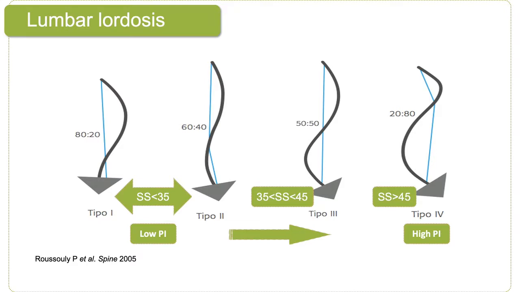Type 3 is a sacral slope between 35 and 45 degrees, and type 4 greater than 45 degrees, by definition. Type 1 combines a very short distal lordosis with a thoracolumbar kyphosis. Types 2, 3, and 4 are the classical patients with a low, average, and high PI respectively.